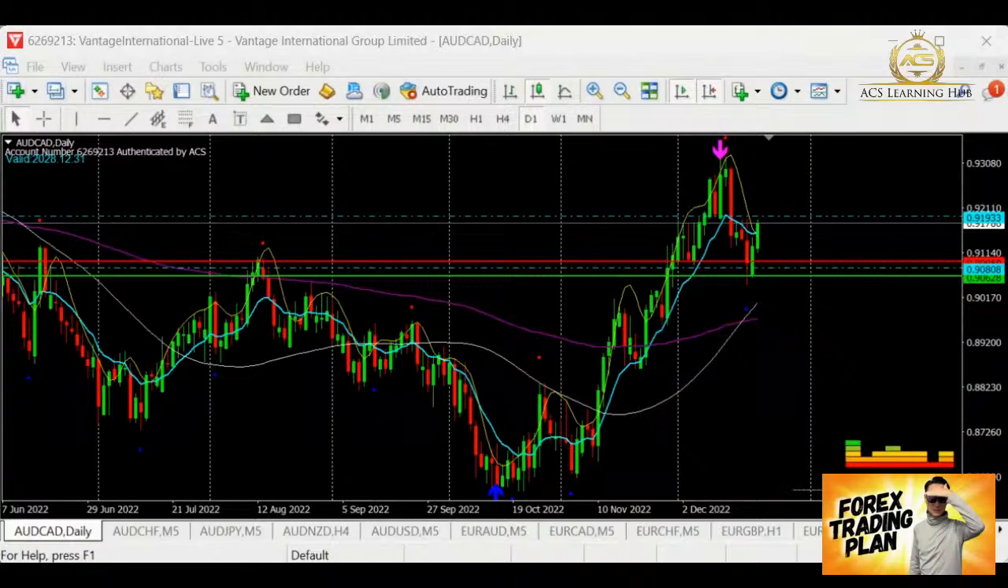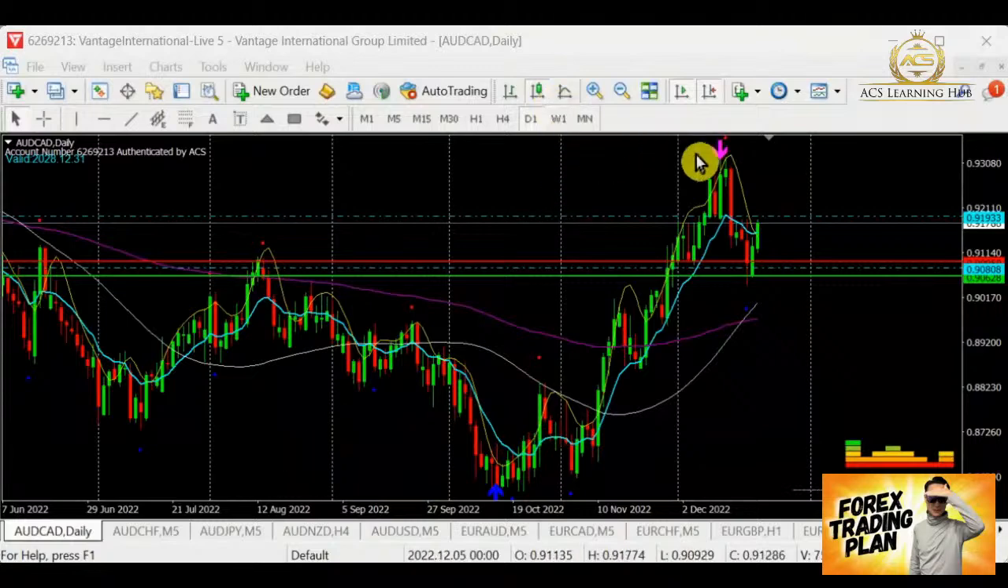So yeah, anyway, let's quickly go into my planning here. So let's take a look. Pound CAD, later I will come to Pound CAD. So over here, let's see what do we have here. So taking a look at Aussie CAD here.